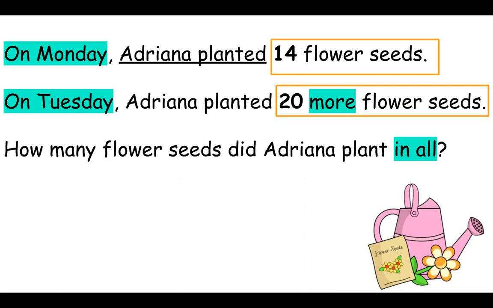So we're going to be working with 2 numbers. I highlighted the word more because that's one of our big clue words that lets us know that we are adding. So Adriana started off with planting 14 seeds on Monday, and on Tuesday she added more flower seeds, so she added 20 flower seeds on Tuesday. So more lets us know that we are adding.